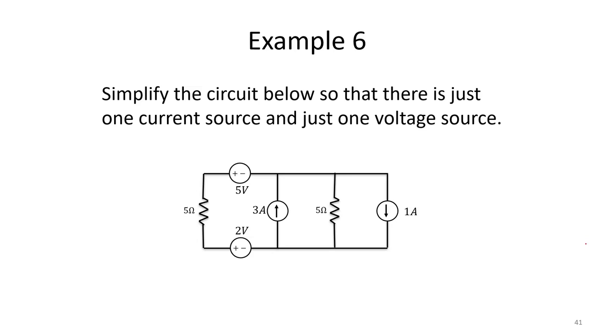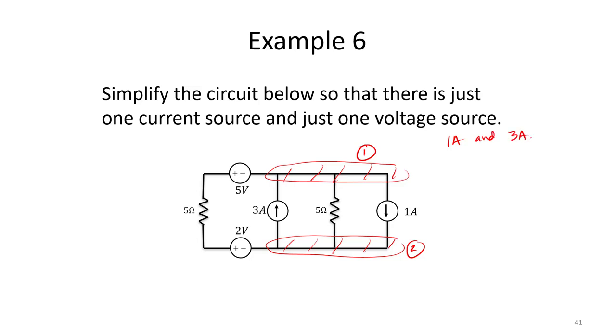Example 6 asks us to simplify this circuit so that there is just one current source and one voltage source. So here it's important that we recognize whether things are in series or in parallel. Well, if I compare the voltage at this top portion of the circuit with the node at the bottom portion, we notice that the 1 amp and 3 amp current sources are in parallel.